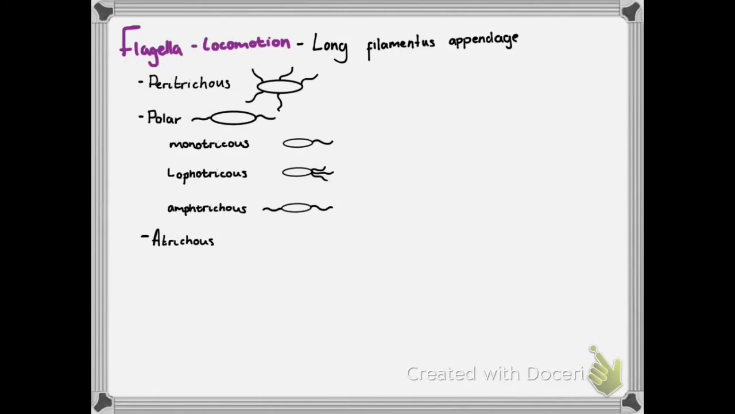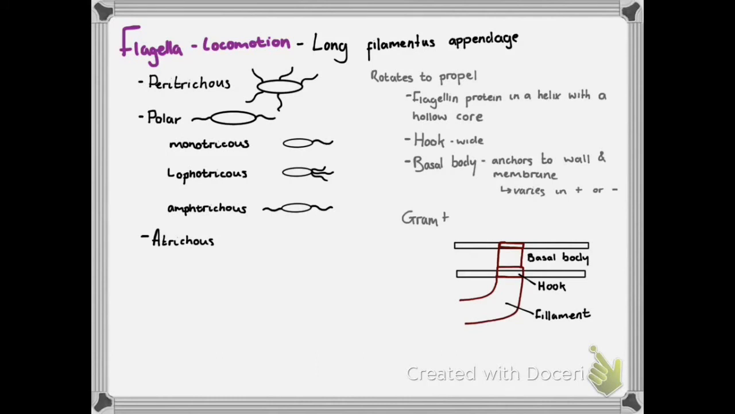Now it's important to remember we're talking about prokaryotes now, because prokaryotes and eukaryotes use the flagella to move differently. And in your prokaryotes it uses rotation for propulsion. And then if we look at the actual structure of the flagella, you'll see that it's made up of flagellin protein, which is in a helix around a hollow core. It has a wide hook and a basal body, which anchors it to the membrane. But how it does this varies, whether it's gram-positive or gram-negative bacteria, but I'll talk about that a bit later on.